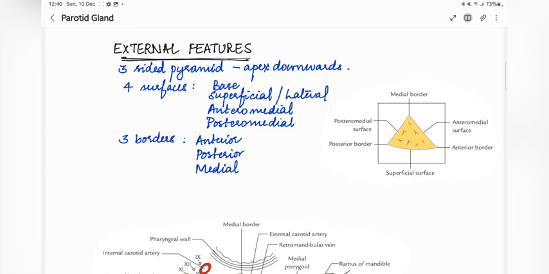The parotid gland resembles a three-sided pyramid which has an apex which faces downwards. It has four surfaces: the base or the superior surface, the superficial or the lateral surface, the anteromedial surface and the posteromedial surface. It has three borders: the anterior border, the posterior border and the medial border.